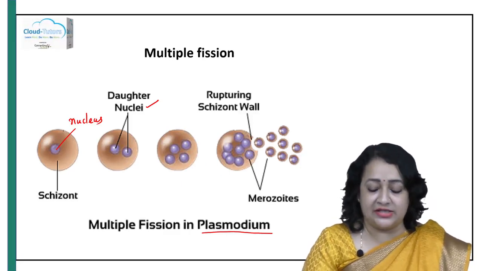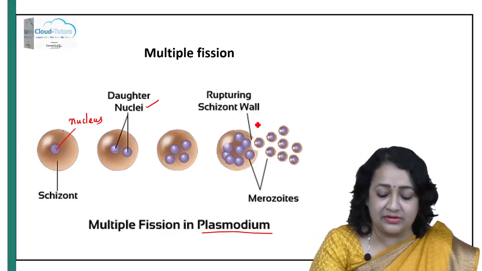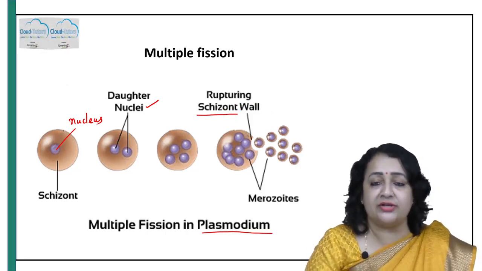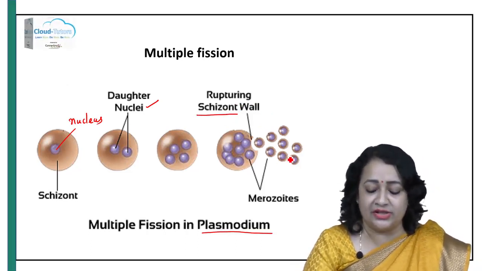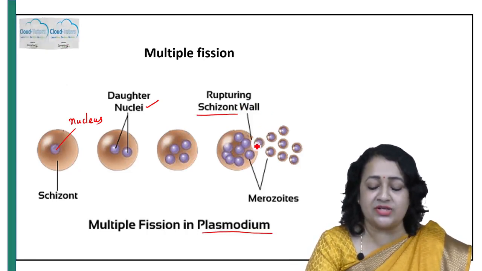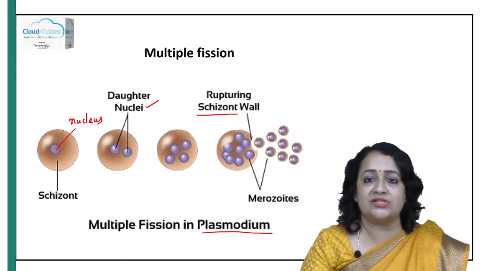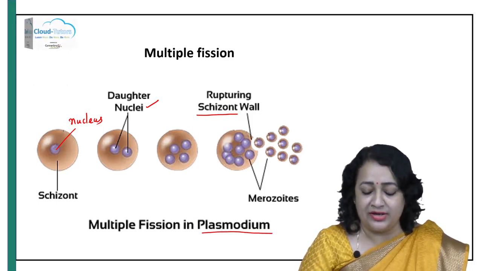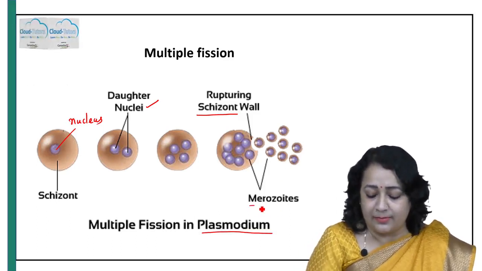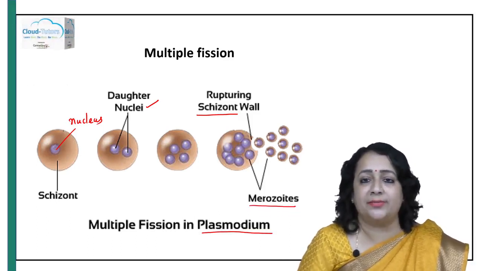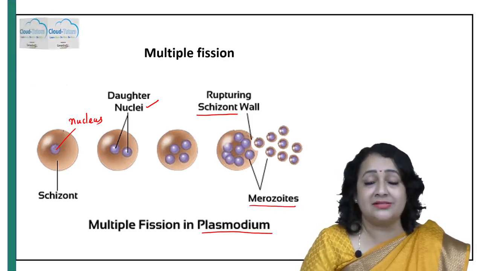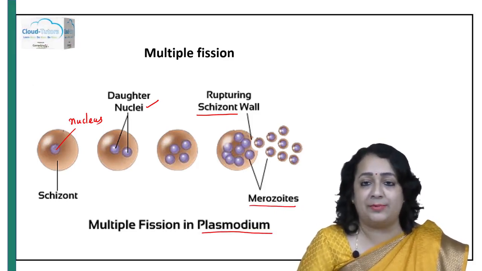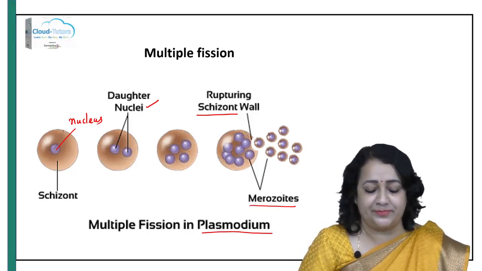So once it is mature, what will happen? The schizont wall is going to rupture. And when this wall ruptures, the nucleus comes out with a portion of the cell wall, and that forms merozoites, meaning the new plasmodium cells are formed. This is how multiple fission happens in case of plasmodium.